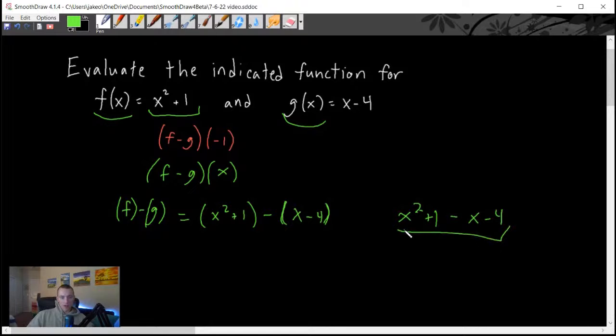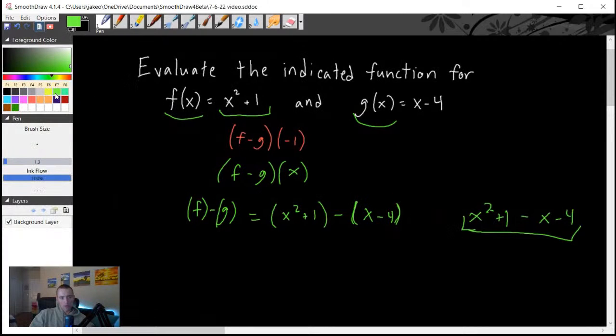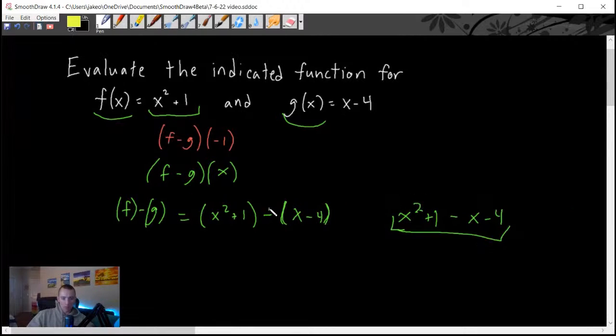This is not going to turn out to be the right function because of the way we have this written here. Notice what's going to happen with this minus sign when we simplify. It's going to have to distribute within the parentheses, applying to both this x and this negative 4. If we don't put the parentheses around the function g, that's not going to distribute. So over here, that minus sign is only being applied to the x. So this is not going to be the right function.